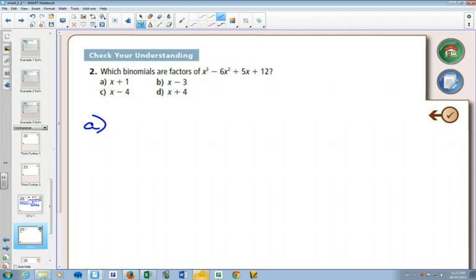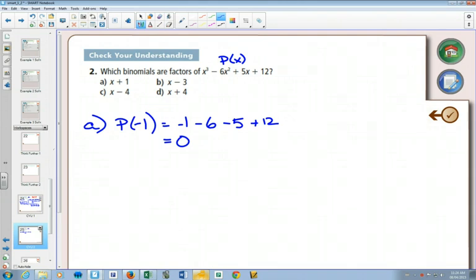If you were using, I'll call this polynomial p of x, the factor theorem or the remainder theorem, I'd plug in p of -1. For -1, I think this is really quick. This will be -1 cubed is -1, minus 6 times -1 squared is still minus 6, 5 times -1 would be -5, plus 12. That's equal to 0.